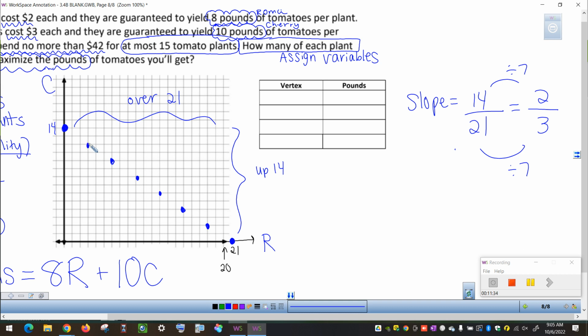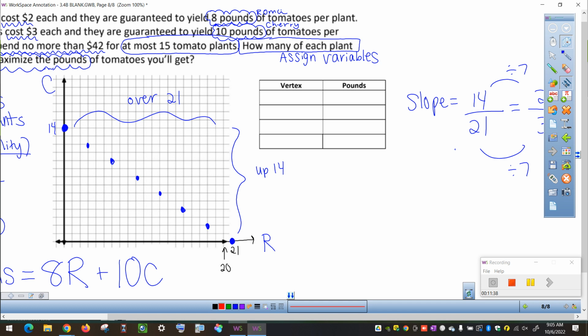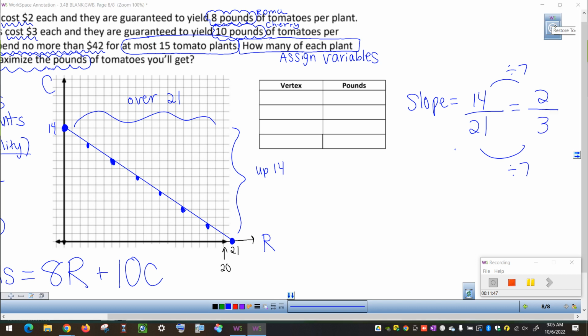Up 2 over 3, perfect, up 2 over 3. Okay, now that you have more points plotted on there, it would be okay to go ahead and draw your line through those points, even if you don't have a perfect ruler with you. All right, now I want to give you another option that you can do to figure out the slope here.